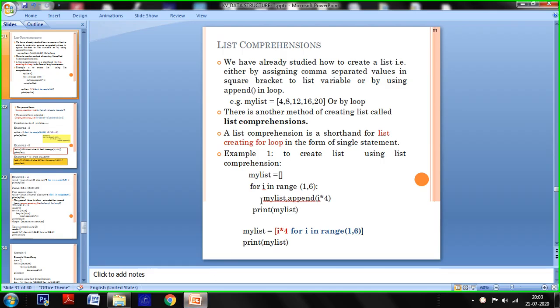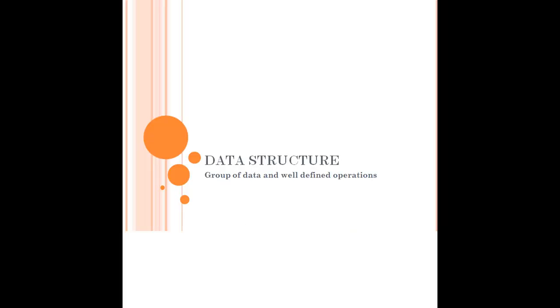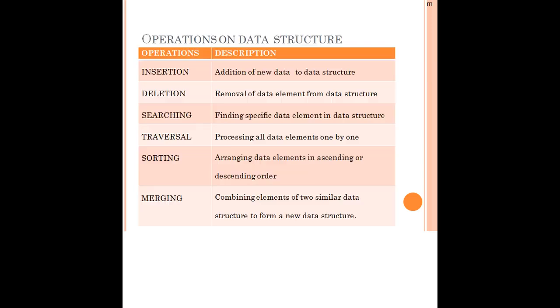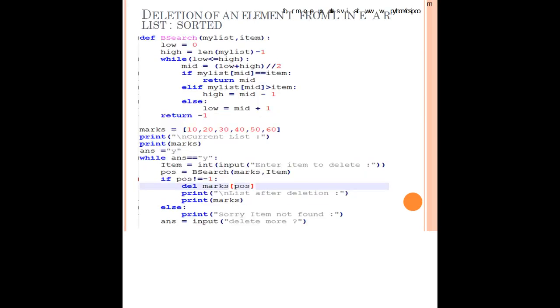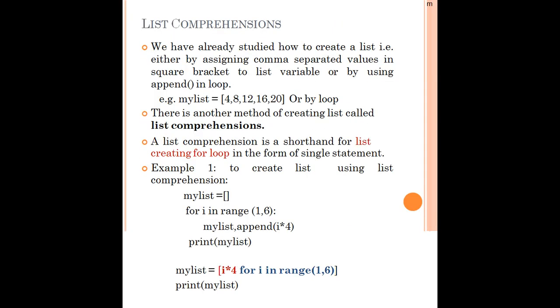So today let us see the next concept. It is list comprehension. Before that we have seen operations on linear list: searching, sorting, insertion, deletion, traversal, etc. Now list comprehension is one of the good features available to create a list in a short form. Before that we should know how to create a list.